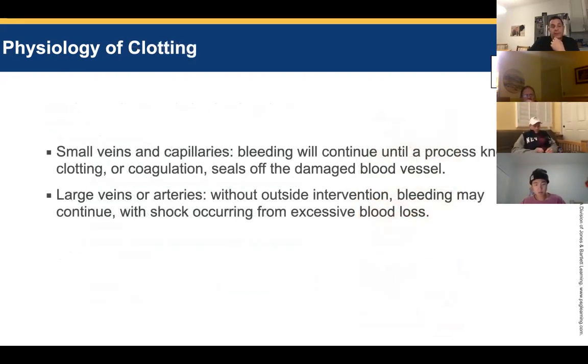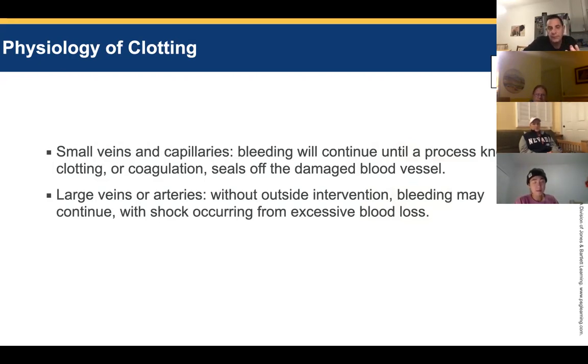Small veins and capillaries, bleeding will continue until the process known as clotting. And we can aid that with what? Direct pressure. We've all had blood taken, and what do they do? They put a pad on there, and then they elevate it. They see somebody elevating their arm, good call. Hold pressure on it, and then the clotting will start. And that's talking about veins and capillaries.